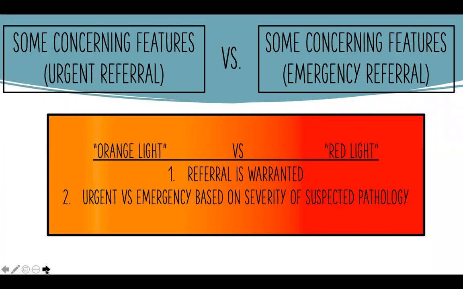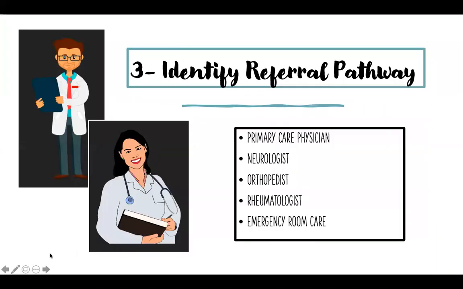And then towards the other end of the spectrum, things are getting more serious. Orange light versus red light. Where is our referral most appropriate? So that patient we think needs further testing, but do they need further testing as soon as they can get in to see a doctor, or do they need to go to the emergency room? That's kind of our decision making on this side of the spectrum. We're really picking up on some things that are indicating this patient may need treatment that we can't provide in PT. So identifying a referral pathway. These are individuals who we might be referring back to a primary care physician, neurologist, orthopedist, rheumatologist, or ER care.